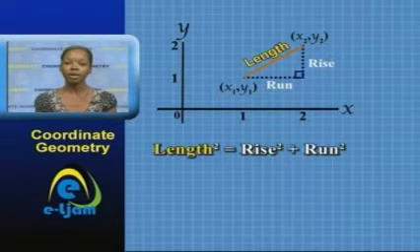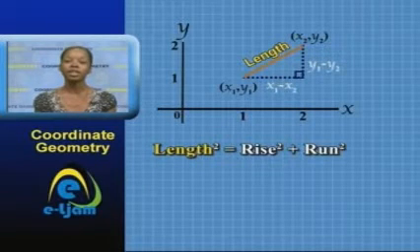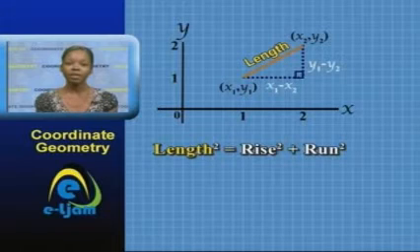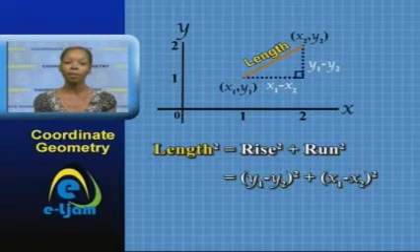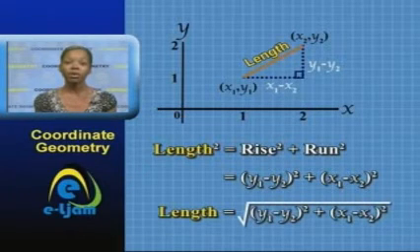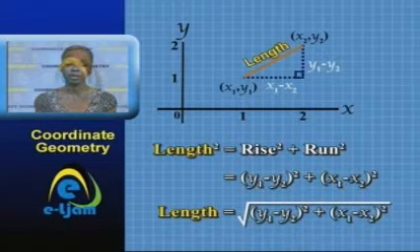So length squared equals rise squared plus run squared. Since the rise and the run are the difference or changes in the y and x values, respectively, length squared equals (y1 minus y2) squared plus (x1 minus x2) squared. So of course, to find the actual length, we then find the square root.